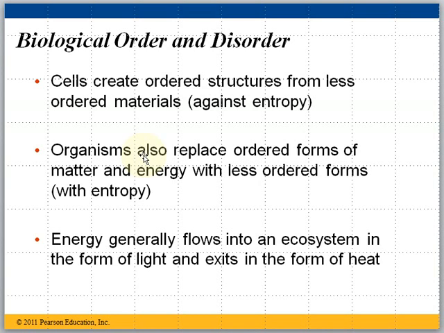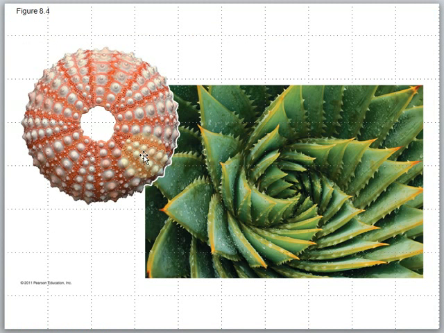So energy is always flowing into an ecosystem and out of an ecosystem. And in some cases that is going with entropy, increasing disorder. In other cases that's going against entropy. It is creating order. And so we need to talk about how that can occur. Does that not seem to break this second law of thermodynamics?